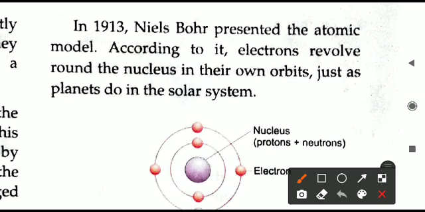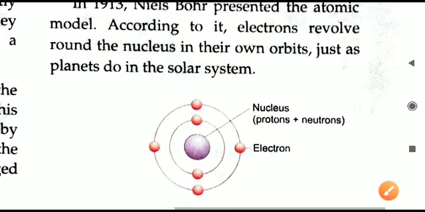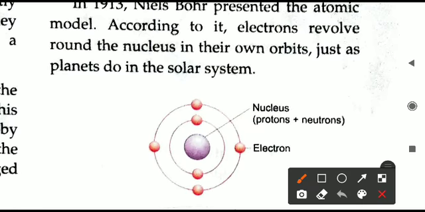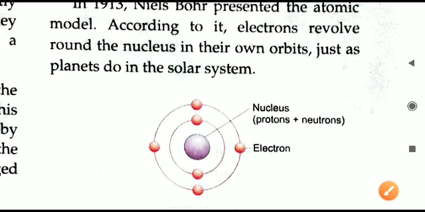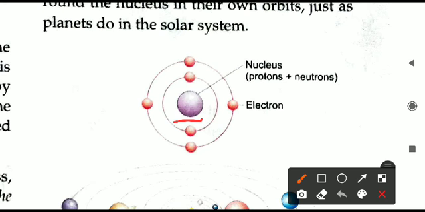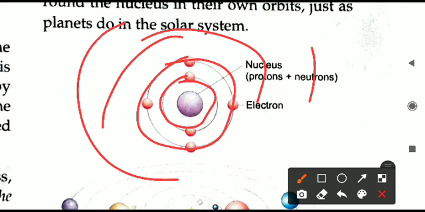Based on this experiment of Rutherford, two years later in 1913, Niels Bohr, another scientist, presented his famous atomic model, and he gave the structure of the atom as shown in the diagram. According to Niels Bohr, electrons are revolving around the nucleus in their own orbits, just as the planets move in the solar system. At the center you can see the nucleus. It is made up of protons and neutrons, and all around, in different circular orbits, many more of which we can draw.